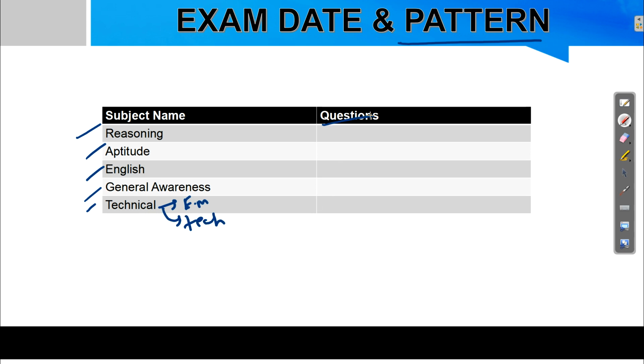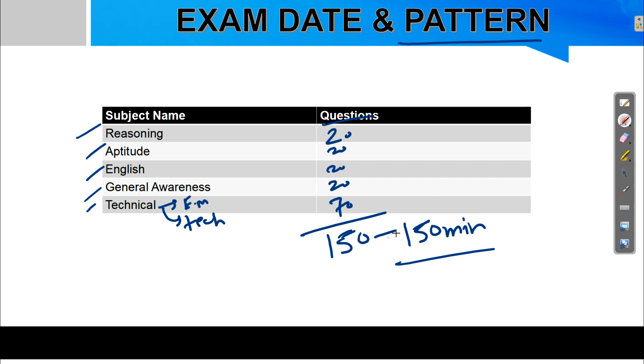Okay, now the number of questions are 20, 20, 20, 20 and 70. Means total 150 questions they will ask you, and for these 150 questions you will get 150 minutes also. Okay, so this is the basic pattern. Positive marking is there of 1 mark, negative marking is there of 0.25 marks.